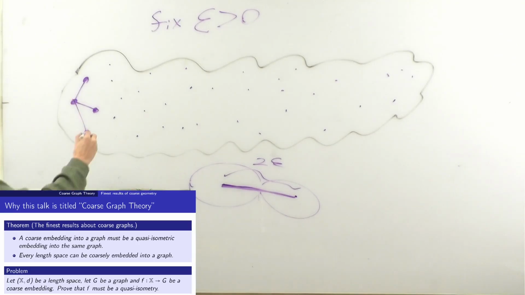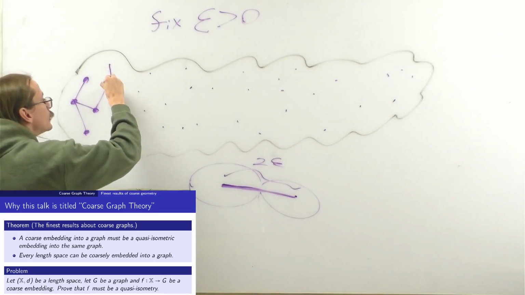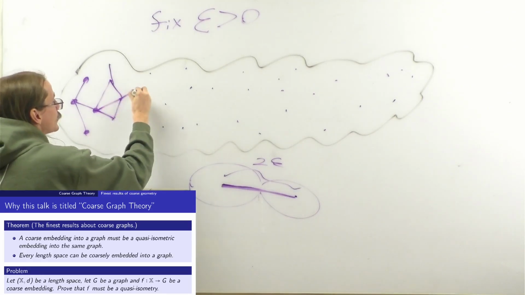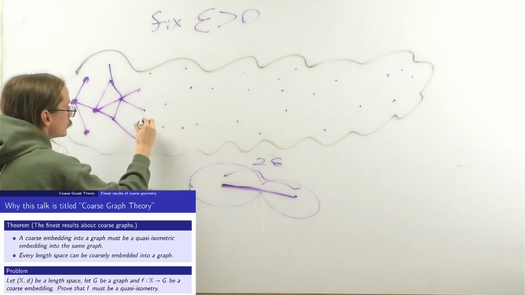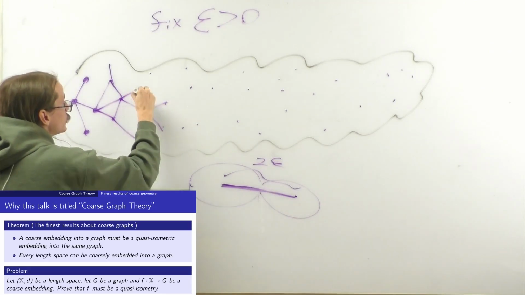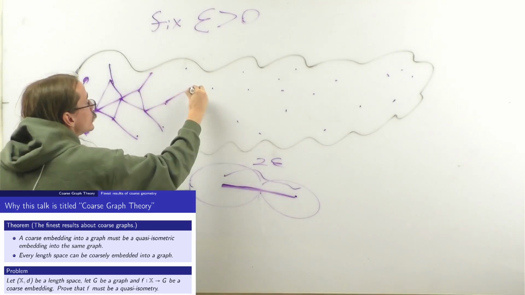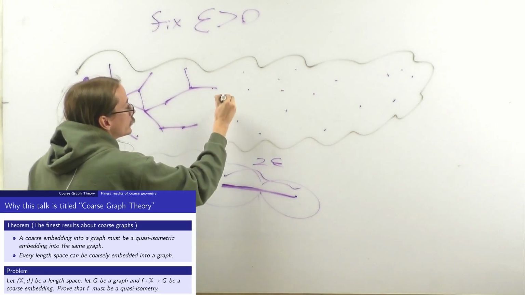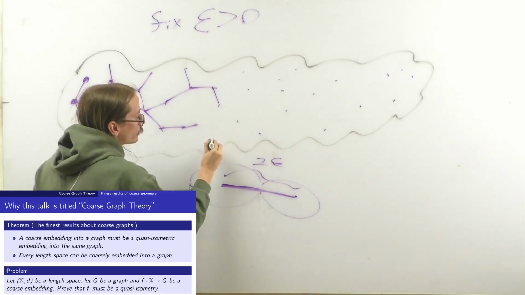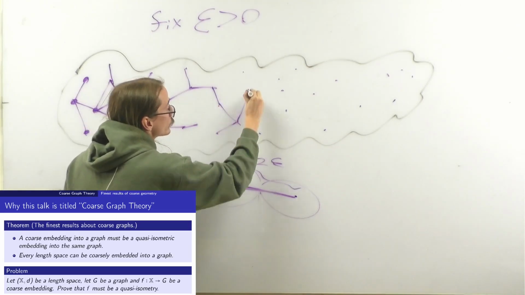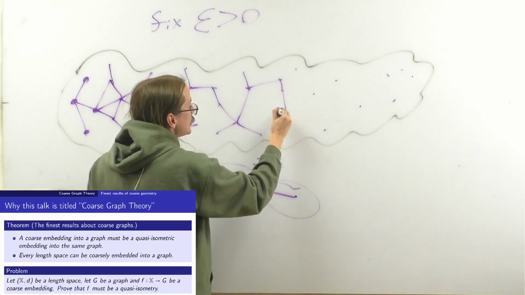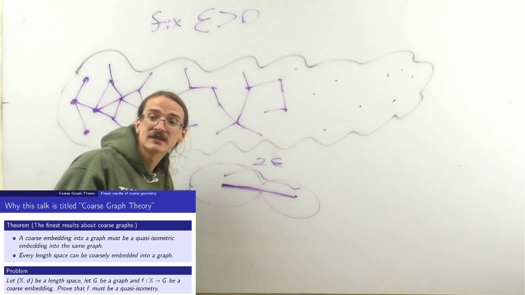Okay, that creates a graph. Maybe this one goes like that, goes like that. Maybe there's no edge going on here. There's probably one here. You guys get the idea of what's going on. I better drop a point there. I'm going to be too far from things. There's a graph, and it looks like a fairly decent approximation of my length space.